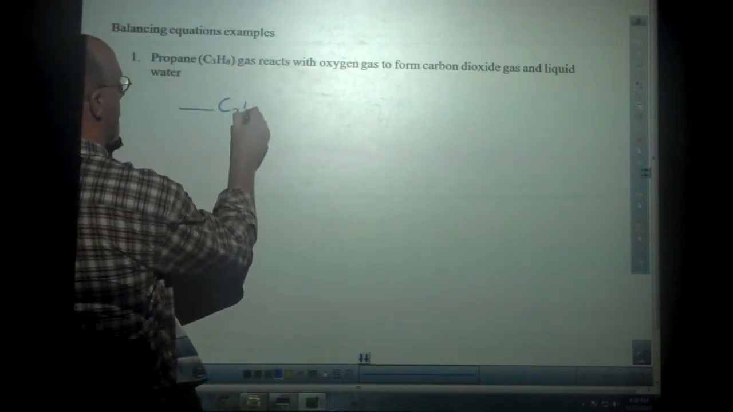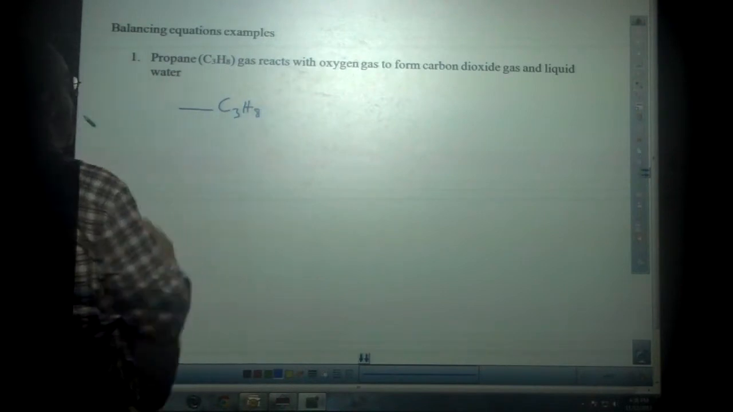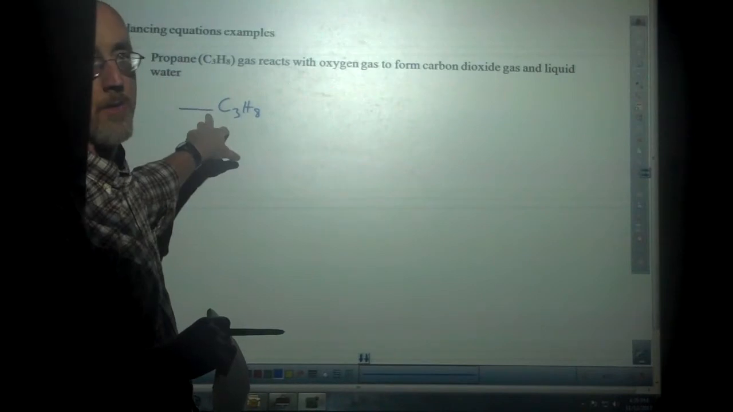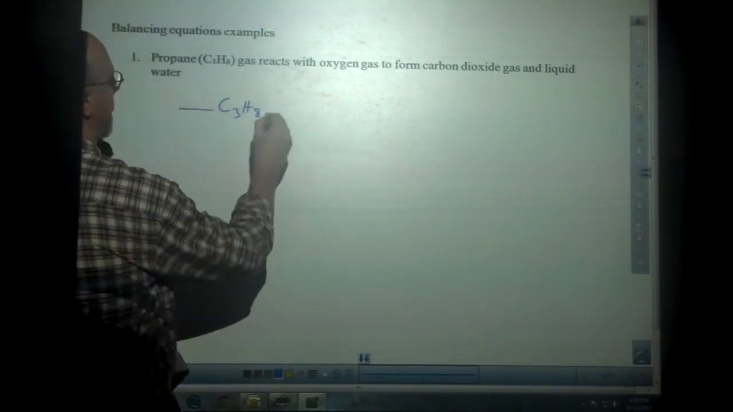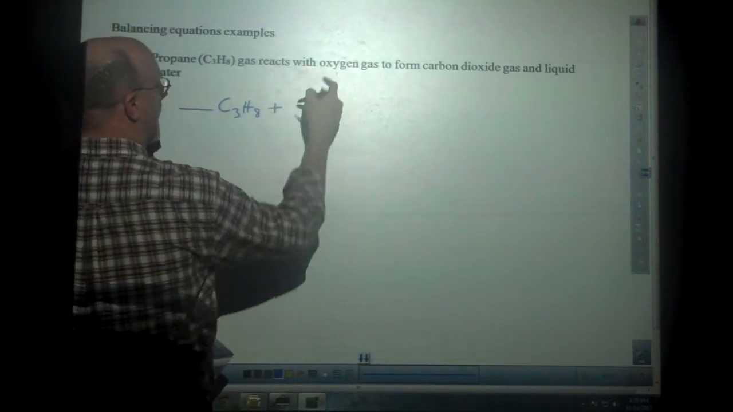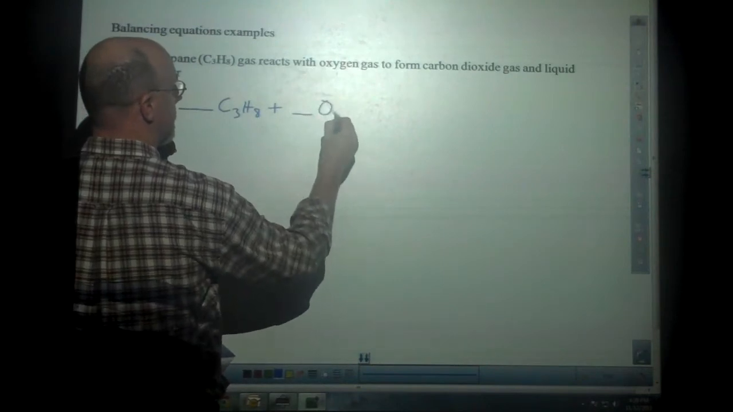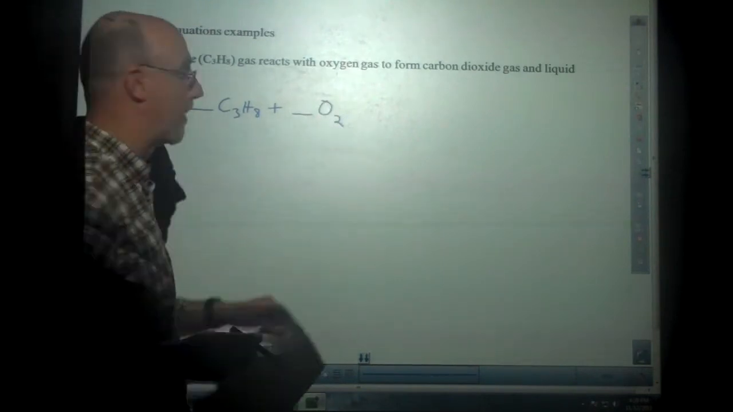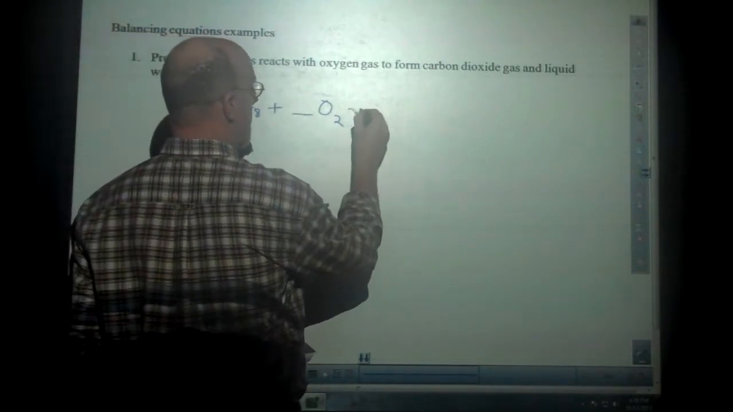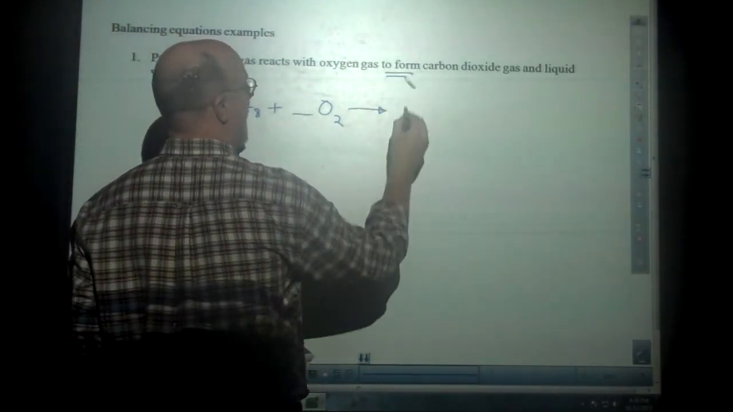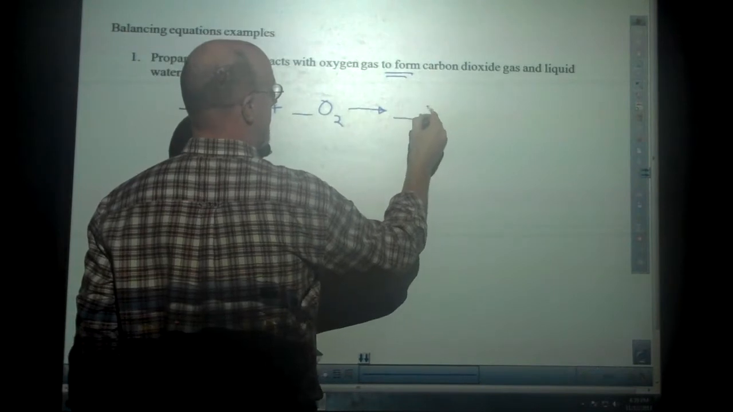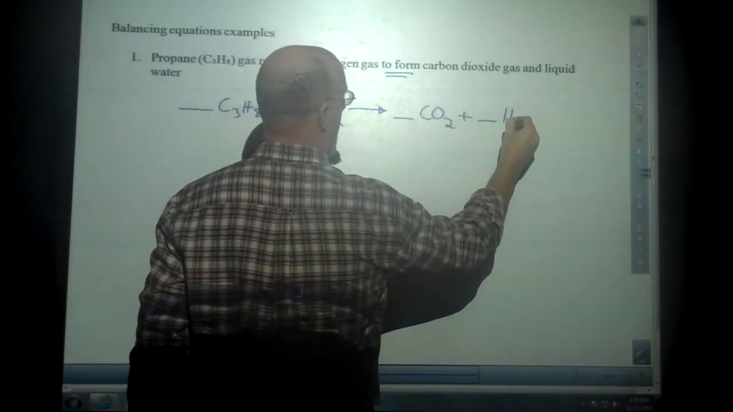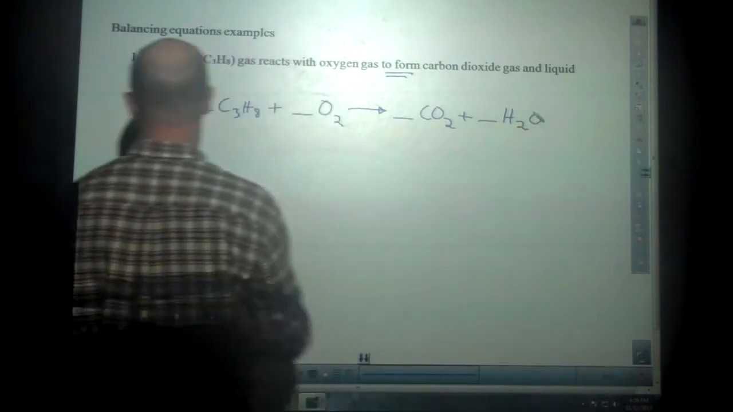So C3H8. And you'll see I write a line out front indicating I can put any number I want there. So you'll see when I write reactions, there'll be a line out front. I suggest you do also. Oxygen gas. This is your diatomic, so this is where it's O2. So this is where that diatomic rule comes into play. To form, there's my arrow. Carbon dioxide gas, so CO2, and water.